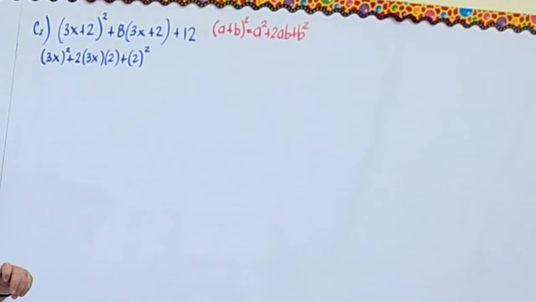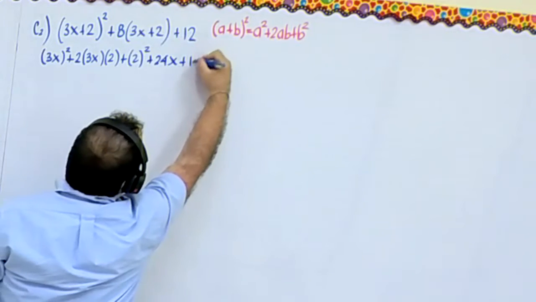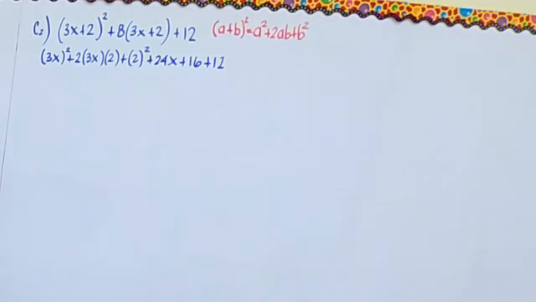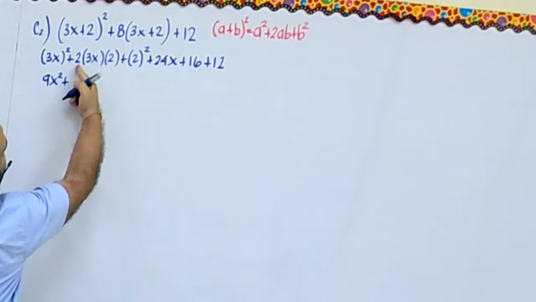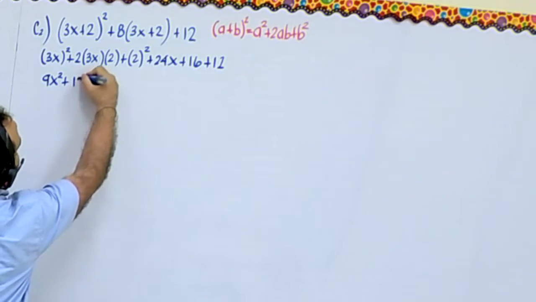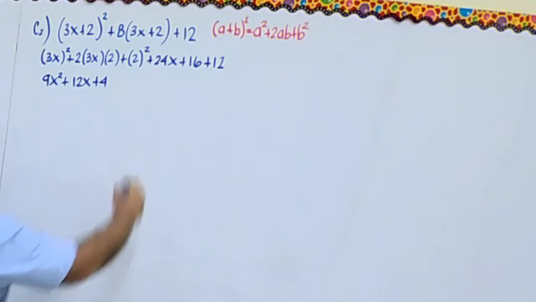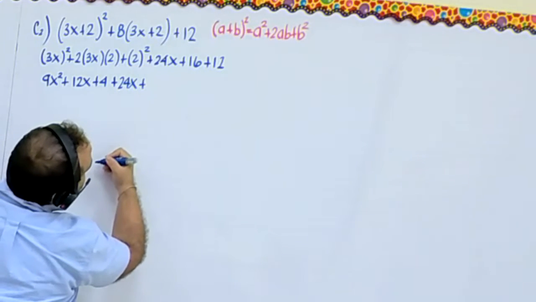Okay, how about the number 8? If you're thinking, may I use the distributive property? You're right, we have to use the distributive property. Plus 24x plus 16, and I'm going to copy the number 12. Okay. Now let's try to simplify the expression. We got 9x squared plus 2 times 3 is 6, times 2 is 12x, plus 4, because 2 at the second power will be 4, plus 24x plus 28, right?